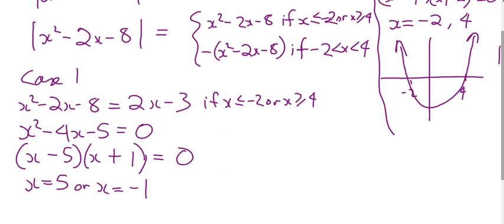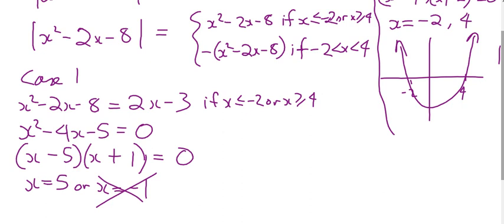X equals 5. Thumbs up, thumbs down. Thumbs up. X equals negative 1. Thumbs down. You shall live, and you shall not. Based on the cases, this case said, if x is greater than or equal to 4, 5 is bigger than 4, or x is less than or equal to negative 2, but negative 1 is not, so we cross off the negative 1.